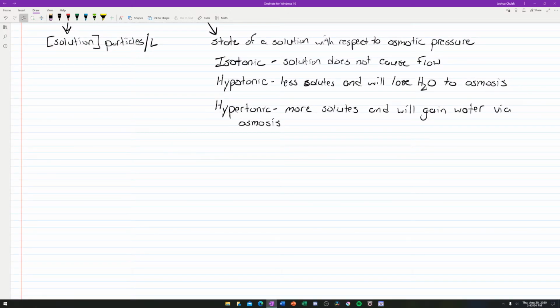All right, so let's give an example of this. We're going to look at an isotonic solution. If we have a container, we're going to call the container space A. This is the best way to do this, and if you think about it as A and B, you'll never be wrong.